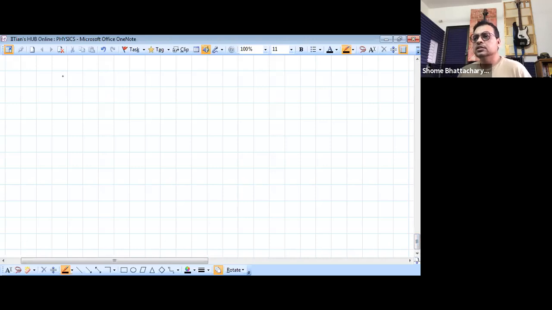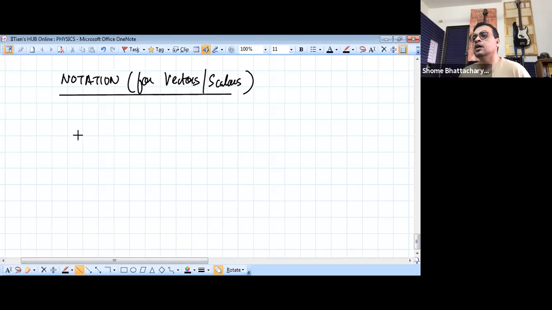Okay, now coming back to vectors. The first important aspect about vectors is notation. What kind of notation we use for vectors versus scalars? How the notation is going to be different so that we can identify that a given quantity is a vector or a scalar. So then it means that we are defining the quantity capital A as a vector. Okay. So this will be read as vector quantity.